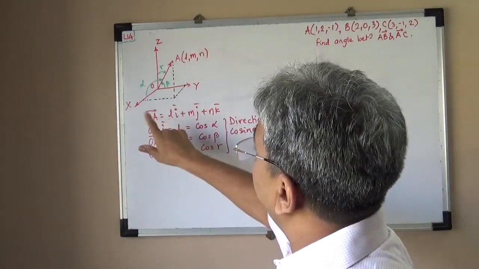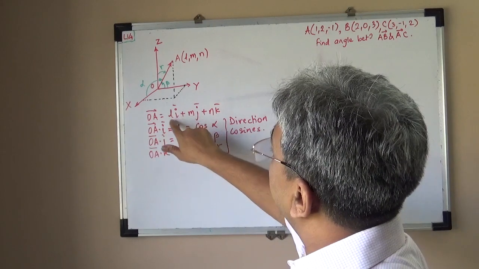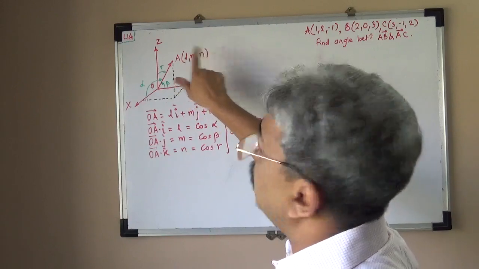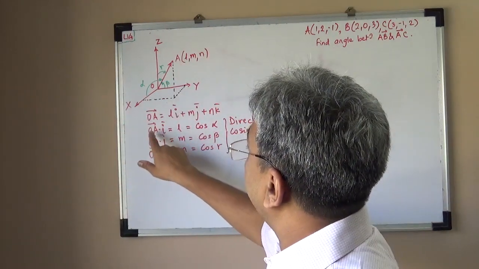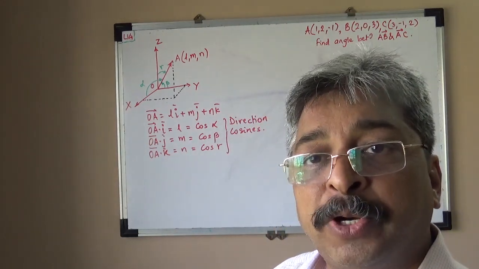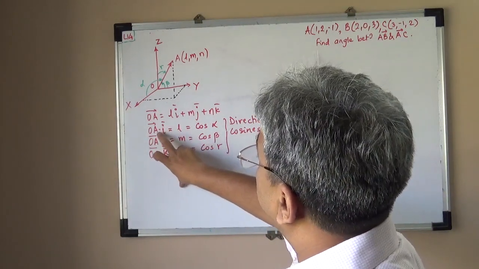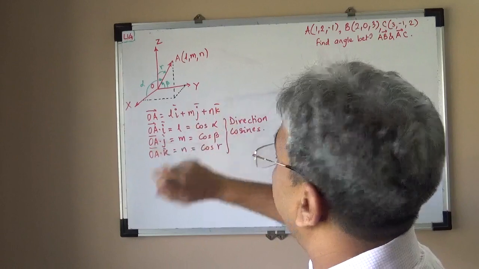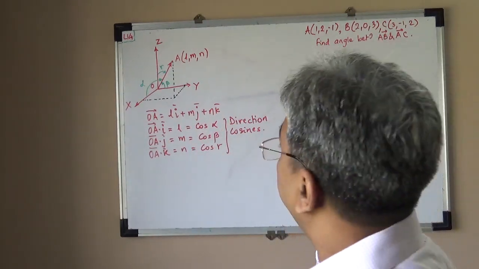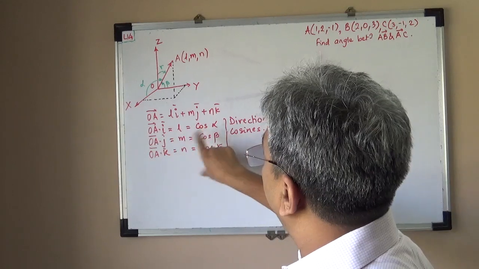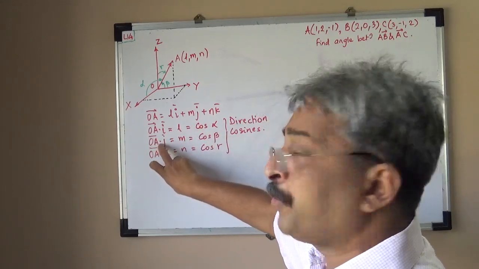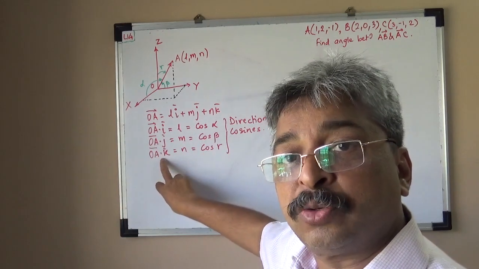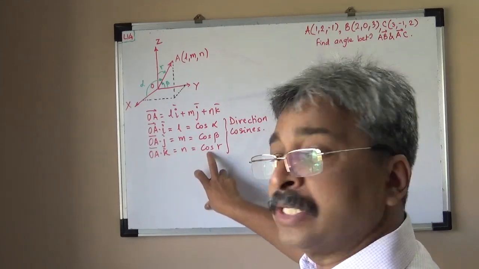So if OA is a unit vector, it can be written as li plus mj plus nk. And now we are interested in finding out what we mean really by this l, m and n. So we take OA dot i. If we take the dot product of OA with i, it is going to be only l, because i dot j and i dot k are going to be 0, they are perpendicular to each other. Therefore l is going to be cos alpha. If we take the dot product of OA with j, we will get m as cos beta, and if we take the dot product with k, we will get n as cos gamma.